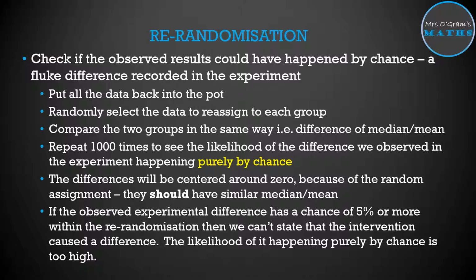And vice versa, if the chance of getting that observed difference is reasonable, and we usually go for 5 to 10% or more, then it means that actually this could have just happened by chance. The likelihood of it happening on its own is too big for us to say that our experiment is statistically significant.